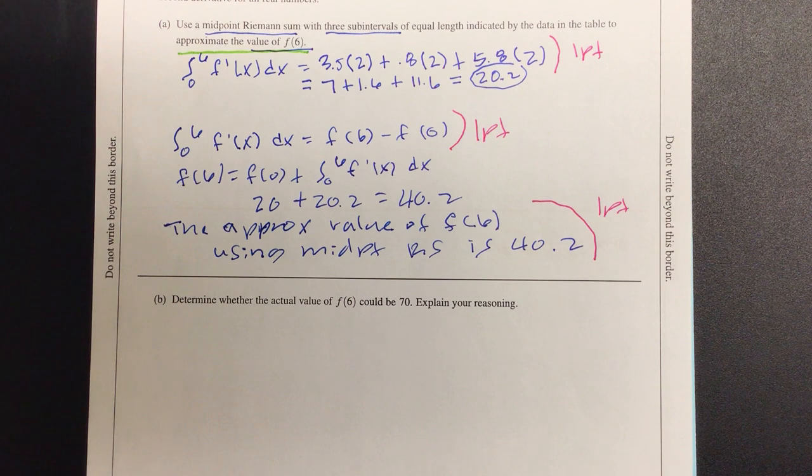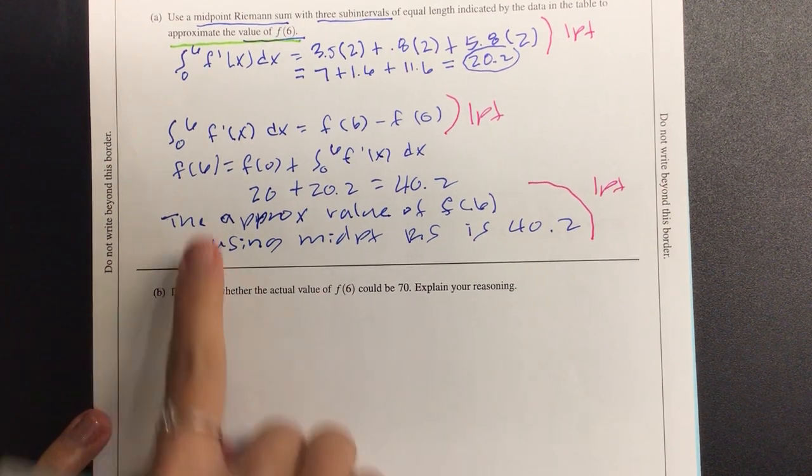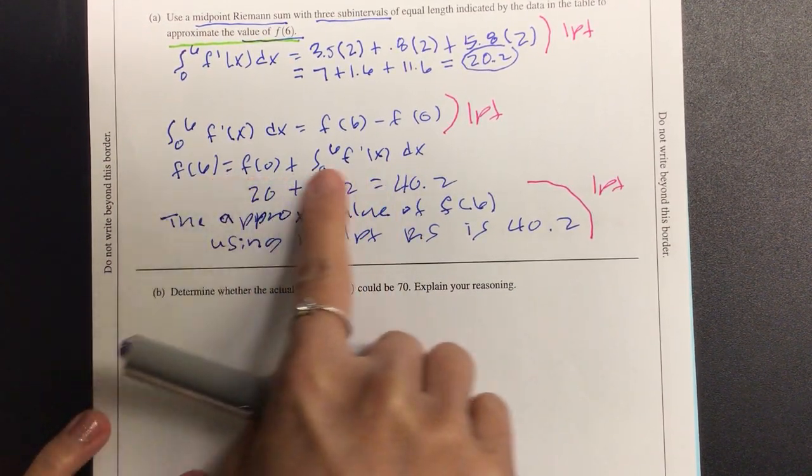Kara's going to read part B. Determine whether the actual value of f of 6 could be 70. Explain your reasoning. The reason they're saying the actual value is we're going to actually integrate, because when you integrate, it'll be more specific. So I'm going to borrow this right here.